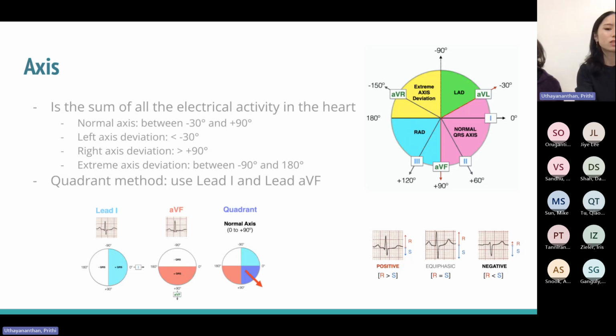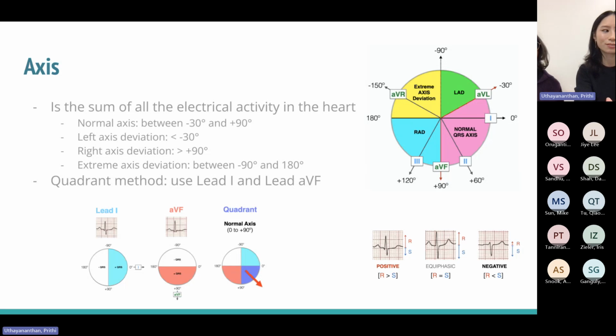Abnormal deviation indicates that there might be something wrong with the heart. So there's left axis deviation, which is when it's less than -30, or right axis deviation when it's more than 90 degrees. And there's extreme axis deviation, which is between -90 and 180, but I don't think that ever comes up.